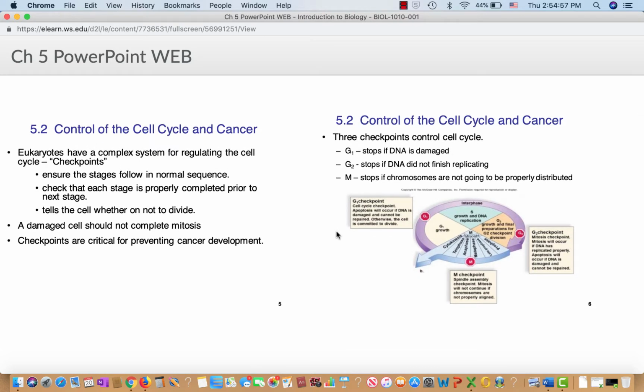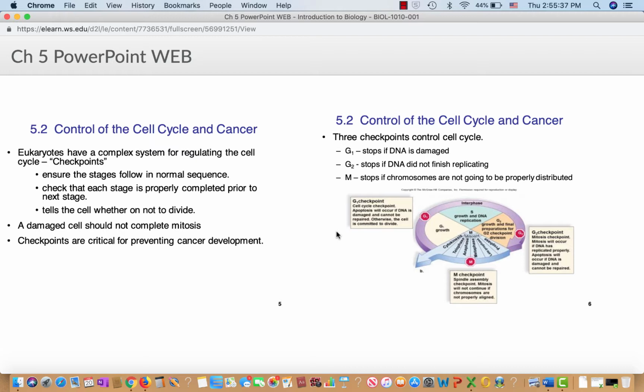Now, eukaryotes have a complex system for regulating the cell cycle. We have checkpoints at multiple points along the cell cycle that ensure that everything up to that point has been done correctly, and then that will allow the cell to proceed. If you fail one of these checkpoints, then there's a very high likelihood that that cell will undergo apoptosis, because a damaged cell should not be dividing, because if it is, there's a high likelihood it's going to be cancerous.